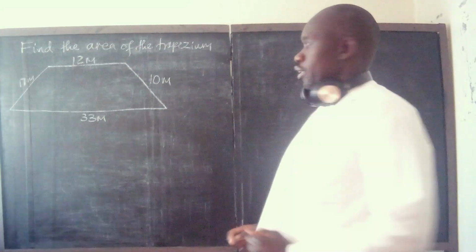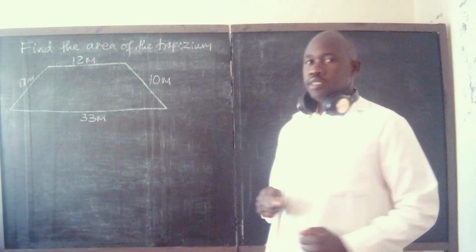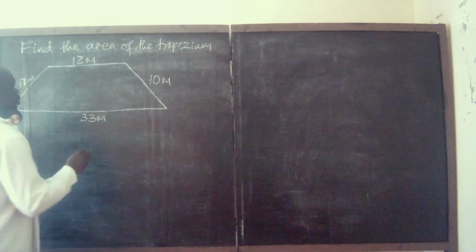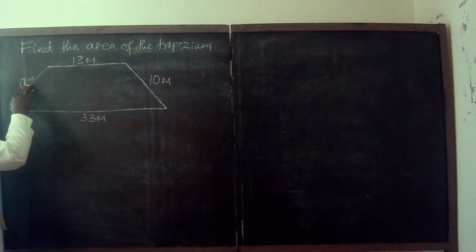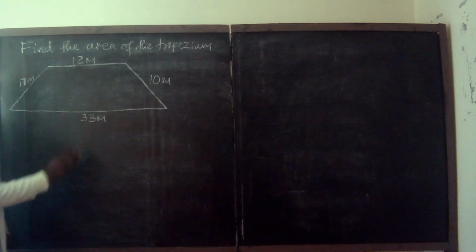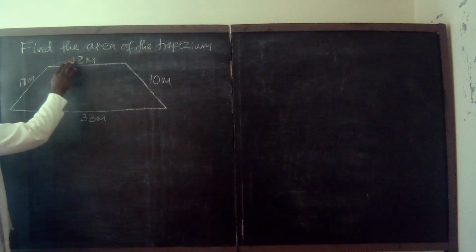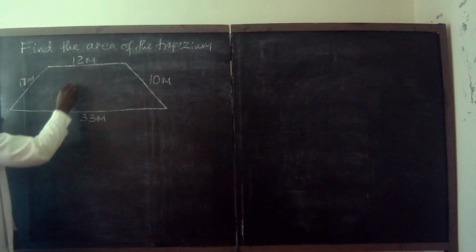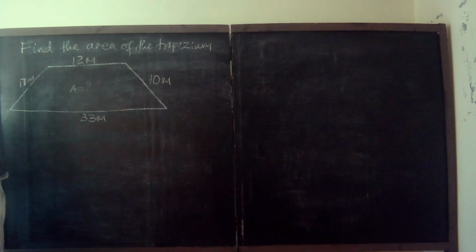We are going to look at this question. We find the area of the trapezium. As you can see from the diagram given, we have the slant length 17 meters, the other one is 10 meters, and we have the parallel sides 12 meters and 33 meters. We need to find the area. So how are we going to get the area?